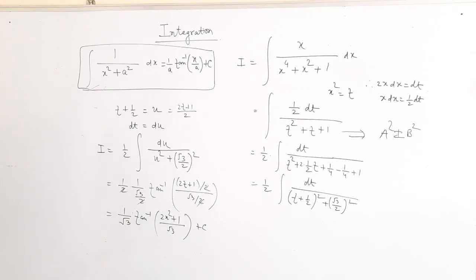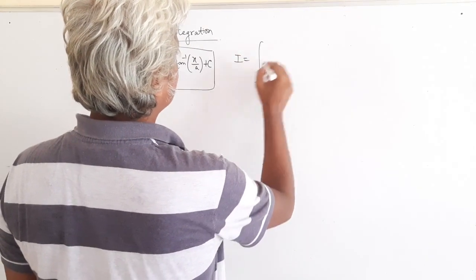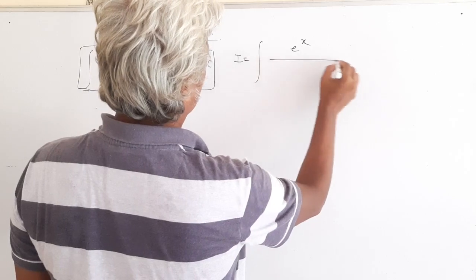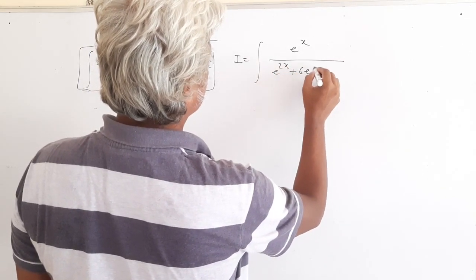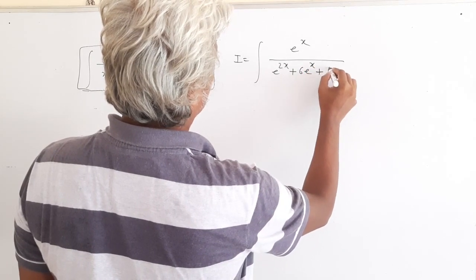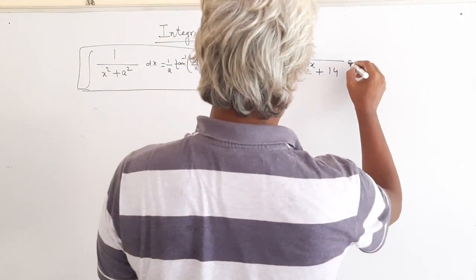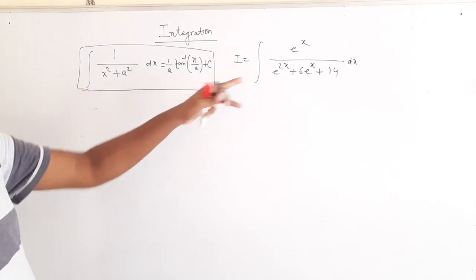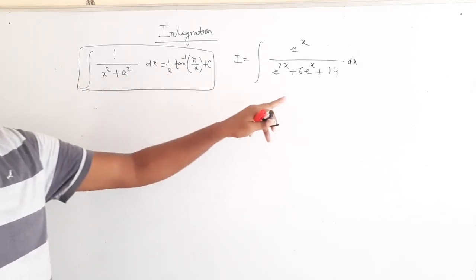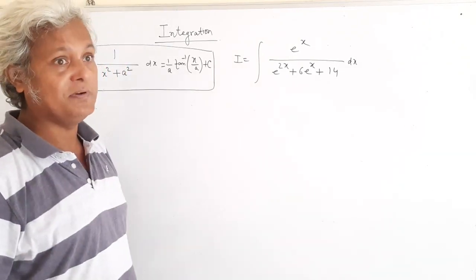Now I'll take some other forms. Here I take one more question, and the form goes like e to the power x over e to the power 2x plus 6 e to the power x plus 14 dx. How will you find this one? Now you can say that we are discussing this particular form and this question looks so weird. How can you compare this form with this form? They are not going to match. But the answer is yes, they are going to match with the proper substitution.